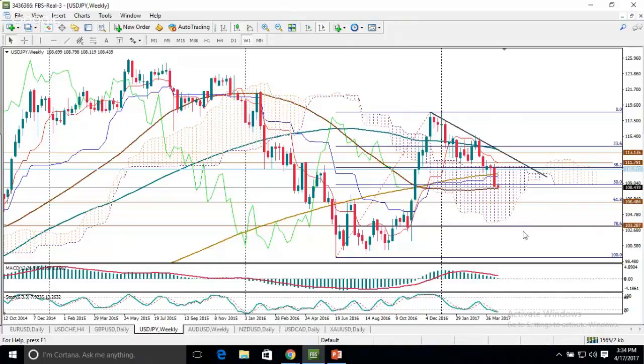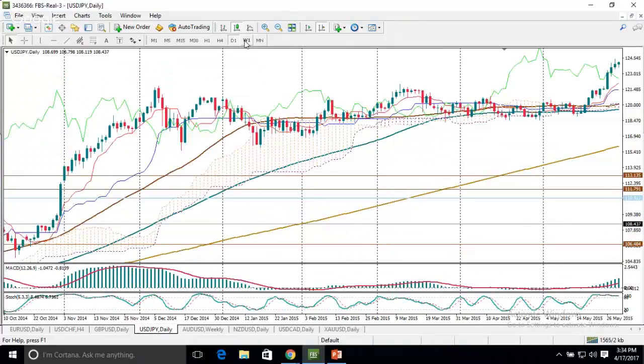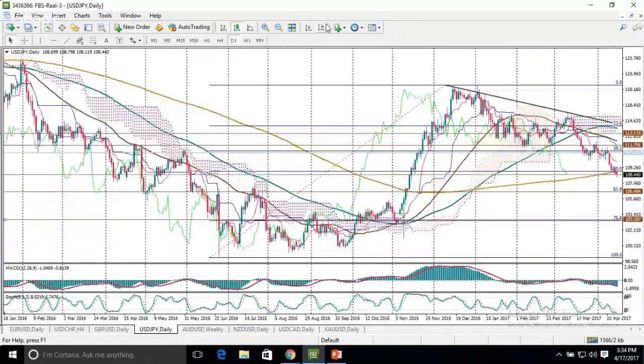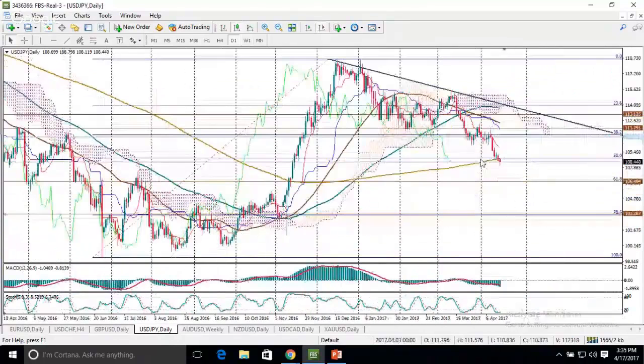So this is the weekly chart. Let's see the daily chart. Here we have the negative intersection of the moving averages. The 50-day moving average went below the 100-day moving average, and the pair is also trying to erode the 200-day moving average, which used to support the prices for some period of time.